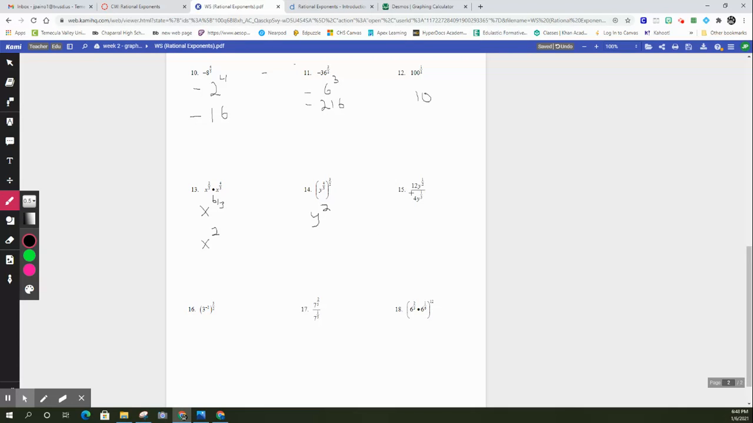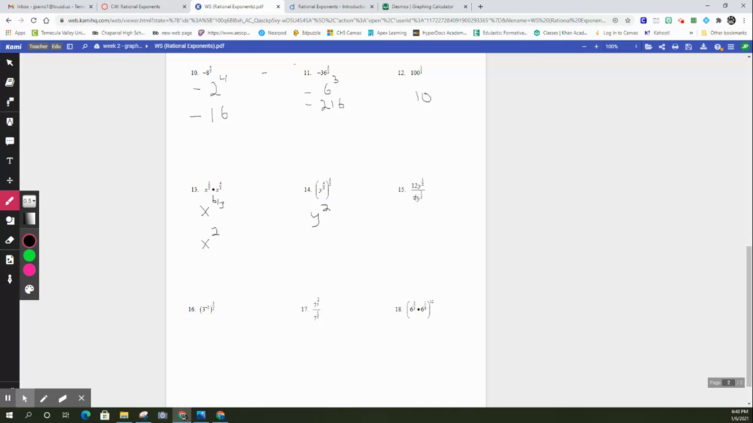Okay, now 15 is a good one. All right, so 12y to the 1/2 divided by 4y to the 1/3. Okay, so again, this 1/2 is only on the y. There's no parentheses around it. So that 12 is just 12. It's there. It's not being square rooted or anything. All right, it's 12 times the square root of y divided by 4 times the cube root of y.